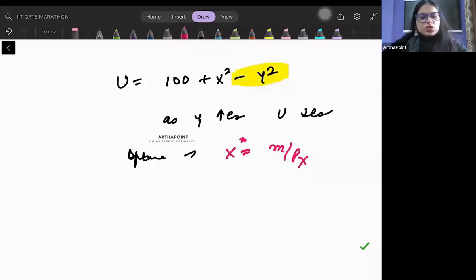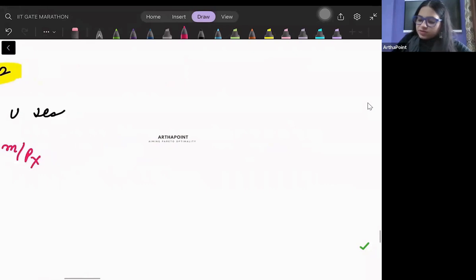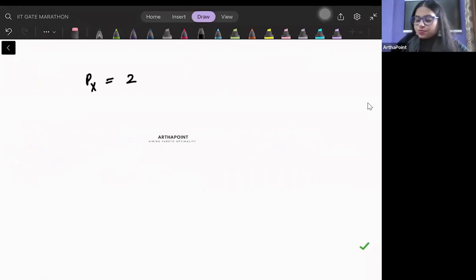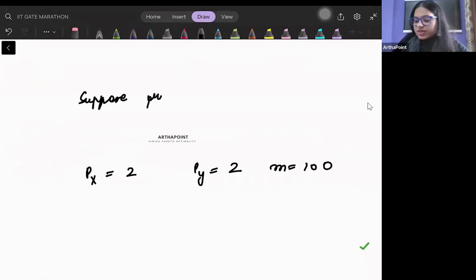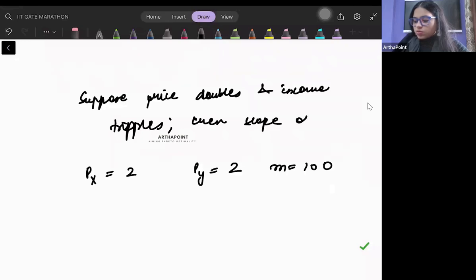When prices are increased and money also changes, what happens to the slope? This again is a question which a lot of you have done wrong in the tests. It depends. If the price of good x is 2, price of good y is 2, income of the consumer is 100, and ये देंगे नहीं, वो ऐसा देंगे question that suppose price doubles and income triples, then slope of budget line will, something like this.